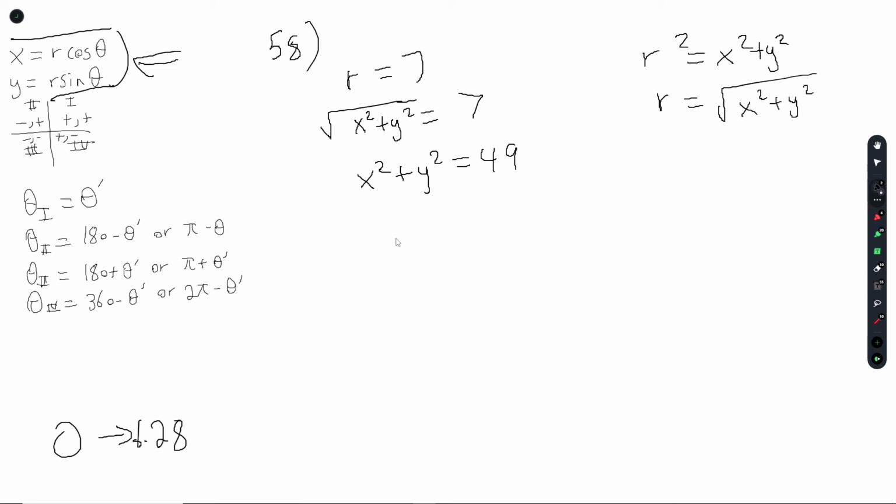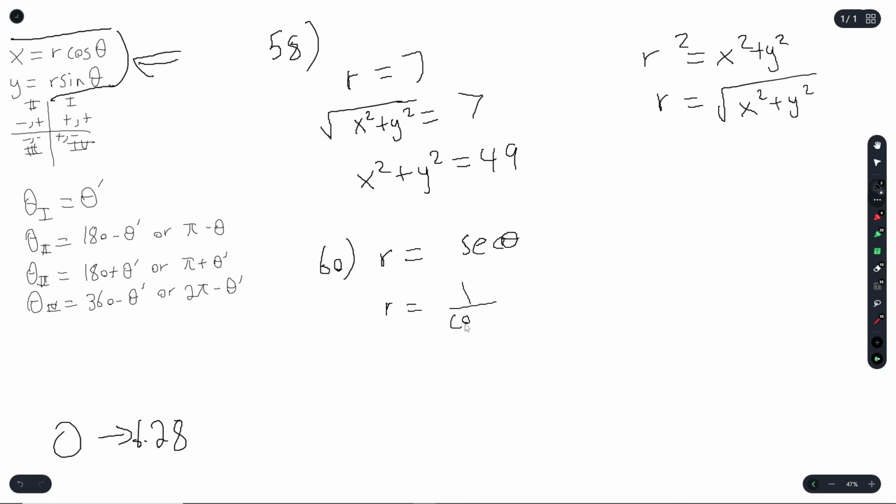Next question is question 60. So 60, r is equal to secant theta. We can write this as r is equal to 1 over cosine theta, and then cross multiply both sides. So this will be multiplied by this, and 1 times 1. So r cosine theta is equal to 1, and r cosine theta is x, so x is equal to 1.